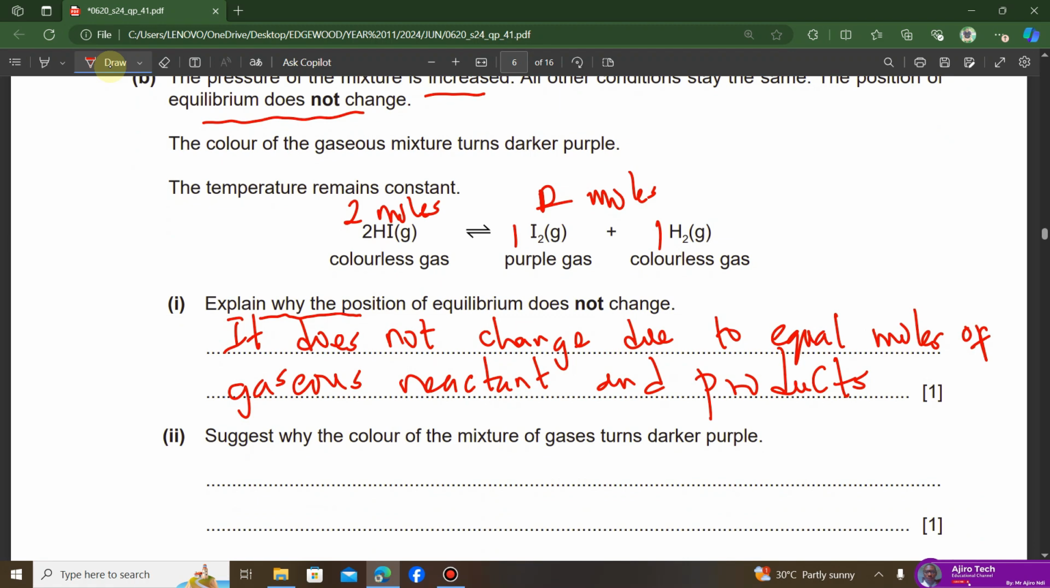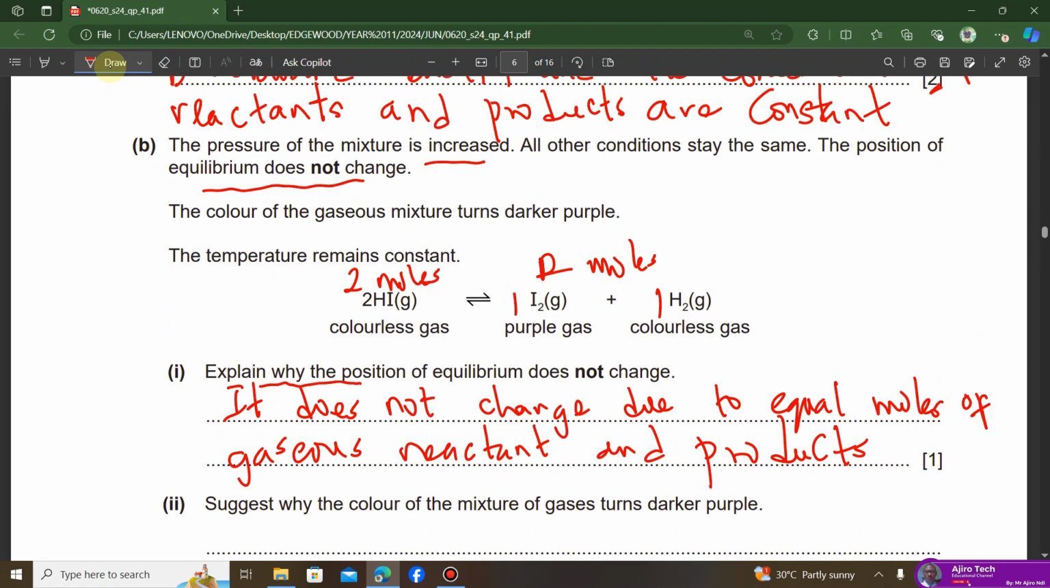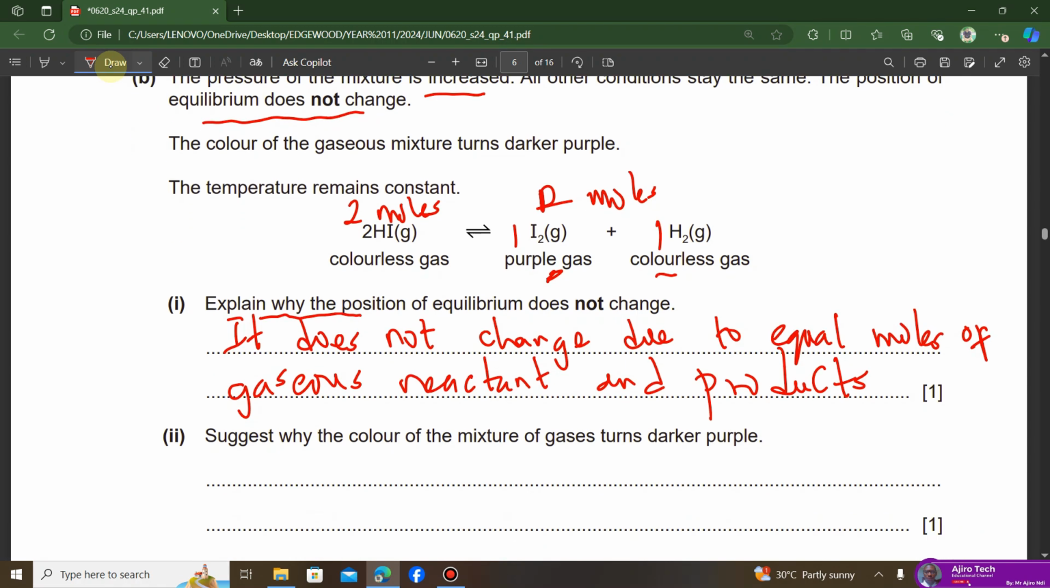Suggest why the color of the mixture of gases turns darker purple. Looking at the products, one of the products, iodine gas, is a purple gas, and hydrogen gas is a colorless gas. So it becomes darker purple because the particles of the iodine have been forced closer together. When they have been forced closer together, the color becomes darker.